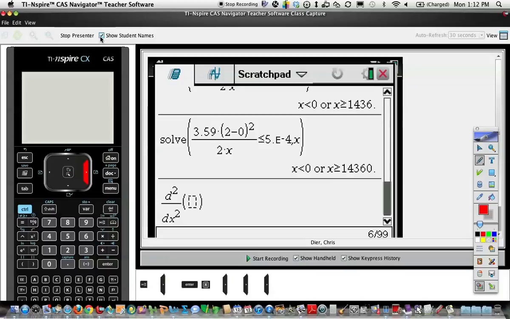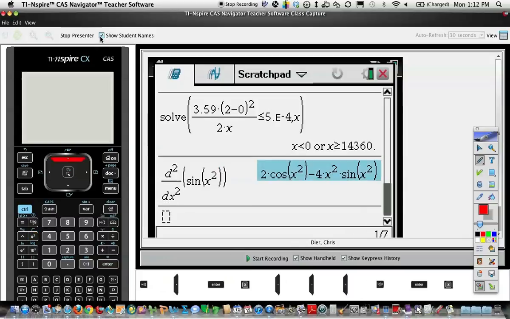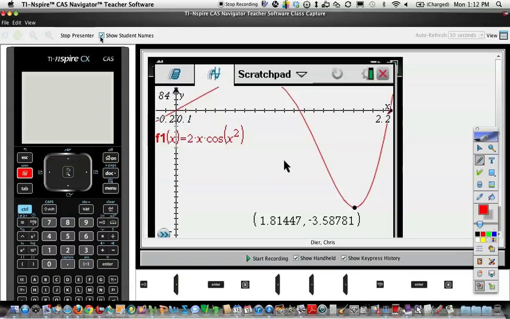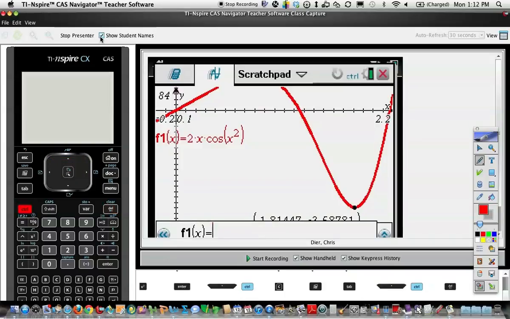So you can now type that in, sine of x squared. Copy and paste that into your F1, right? This is how you would find your K2 value, the same way you found your K1. But you have to make sure to do the second derivative. You don't have to do the rest of it, Chris, that's fine. But you go ahead and paste that in.